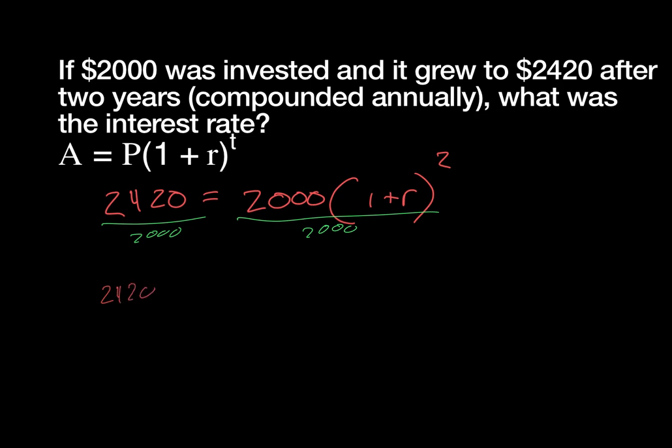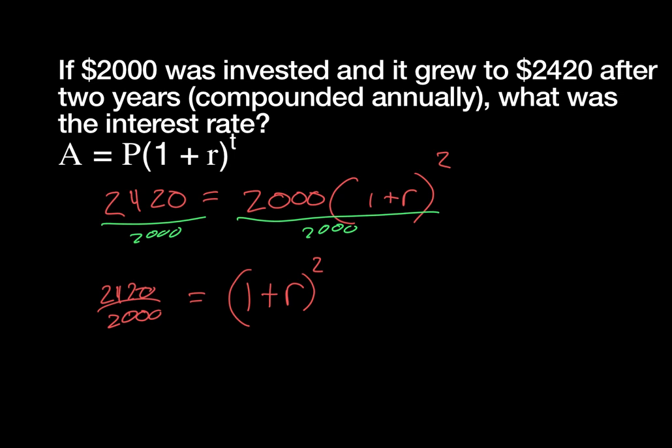So 2420 over 2,000. I'm not actually going to multiply that out yet because I don't want to worry about the decimals yet. 1 plus R squared, because the 2,000s reduce. That's over here as a fraction. Now it looks like the problems we've been doing. Got to solve for R.